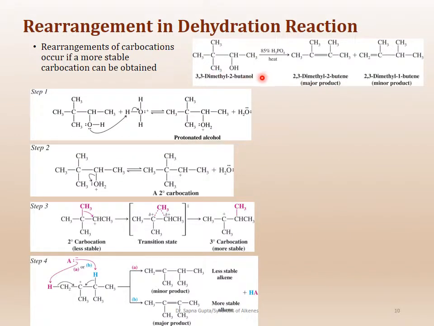So here is an example of 3,3-dimethyl-2-butanol undergoing dehydration. And so you end up forming two products again, the Zaitsev product and the Hofmann product.